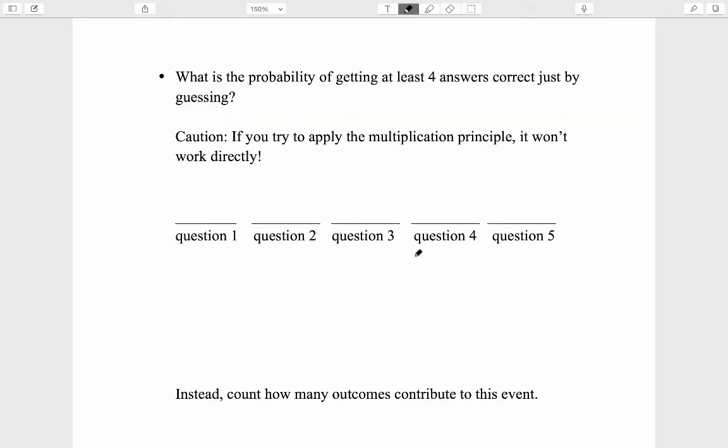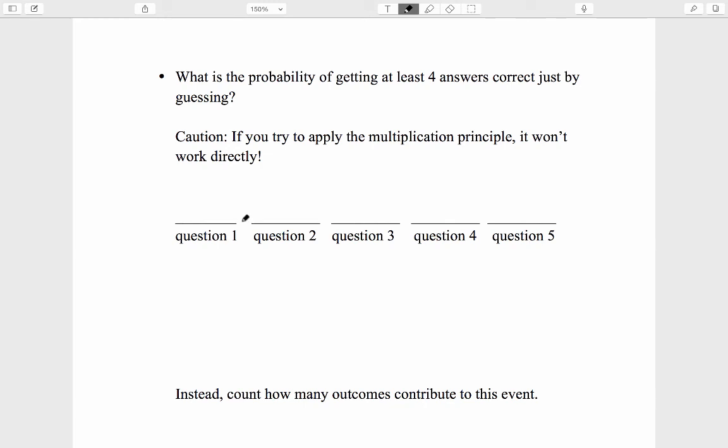As a lead-in to our next topic, we ask, what is the probability of getting at least 4 answers correct on this 5-question exam just by guessing? We run into a difficulty here for the first time, and it's really important to understand this. When trying to answer this question, students are often tempted to apply the multiplication principle. They argue that there are 5 slots for the experiment. That's true if we're counting up all the outcomes in the experiment. There's a slot for question 1, a slot for question 2, a slot for question 3, etc.